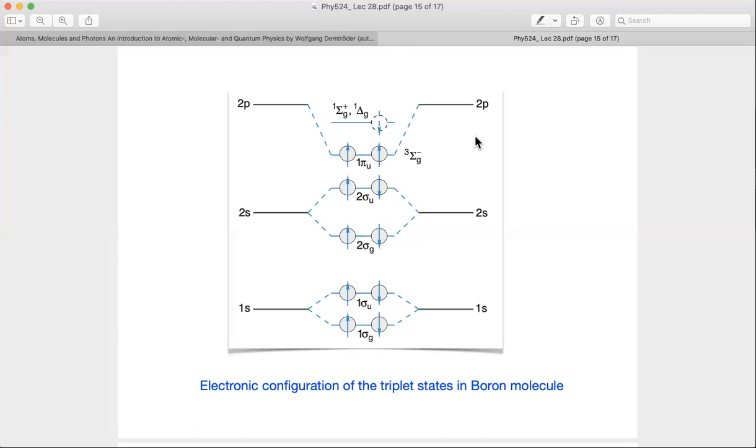And the 2p 2p states now have a lot of possibilities of combining. The 2p 2p states can combine either to form singlets or triplets, etc. The lower energy turns out to be the triplet state, which is 1 pi U. And this combination is basically called the 3 sigma G minus state. So that's how you will think about combining electronic states.